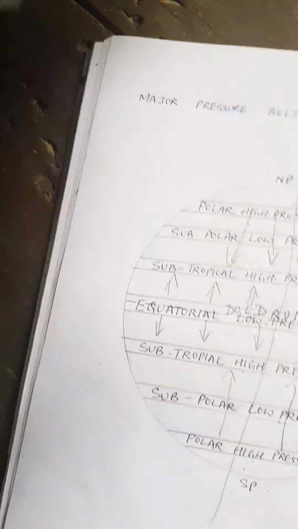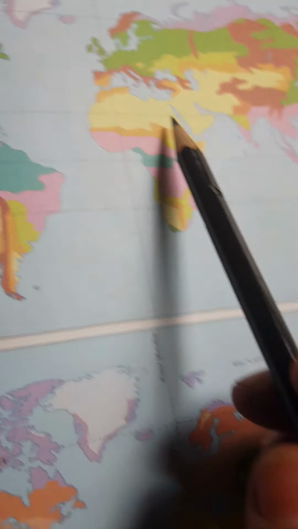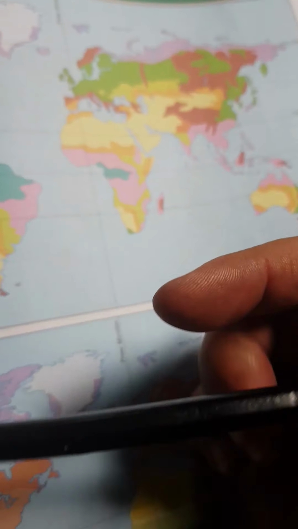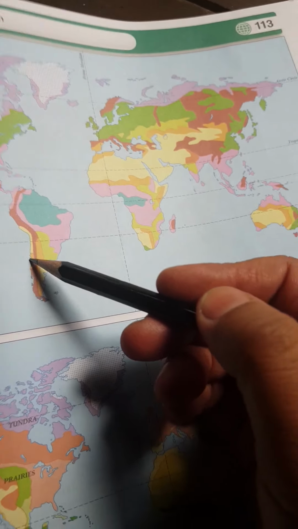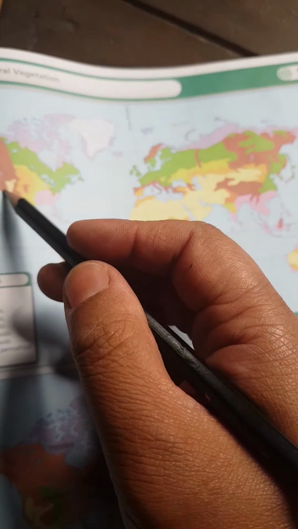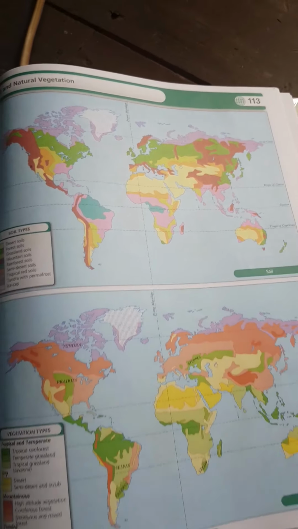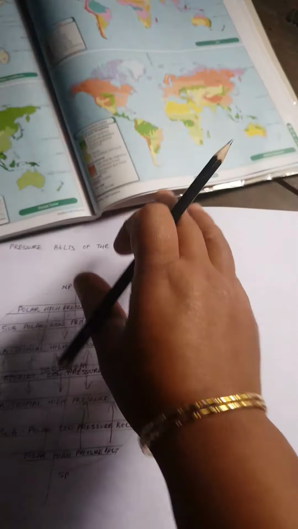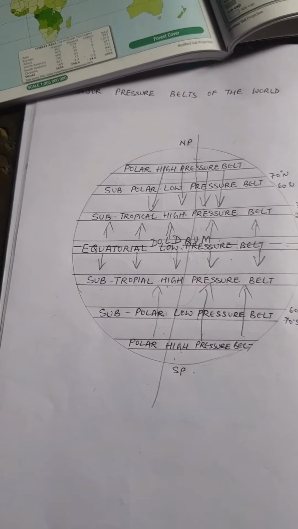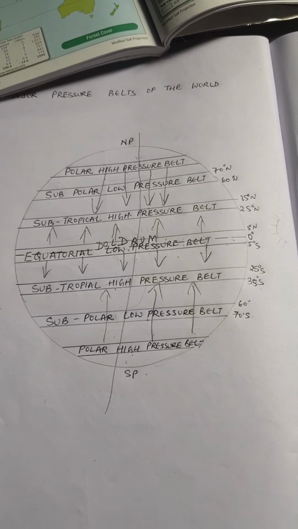And this is the reason why the maximum number of deserts, like the Sahara Desert of Africa, the Atacama Desert, the Kalahari Desert, the California Desert, and we also have the Thar Desert, are found in the tropical belt. That is all about your subtropical high pressure belt.